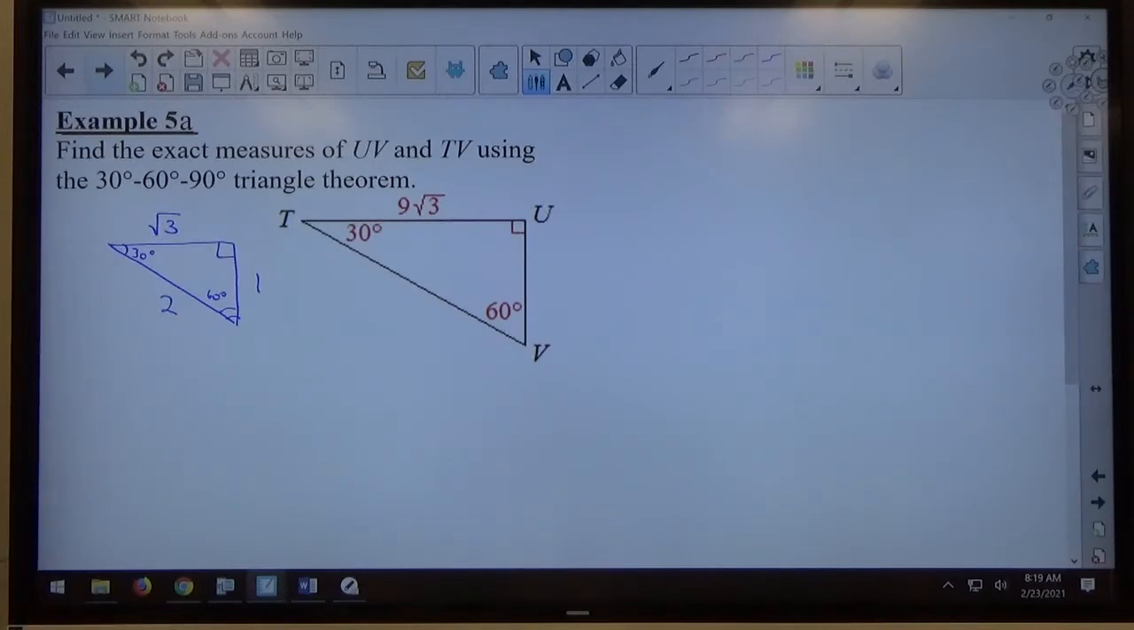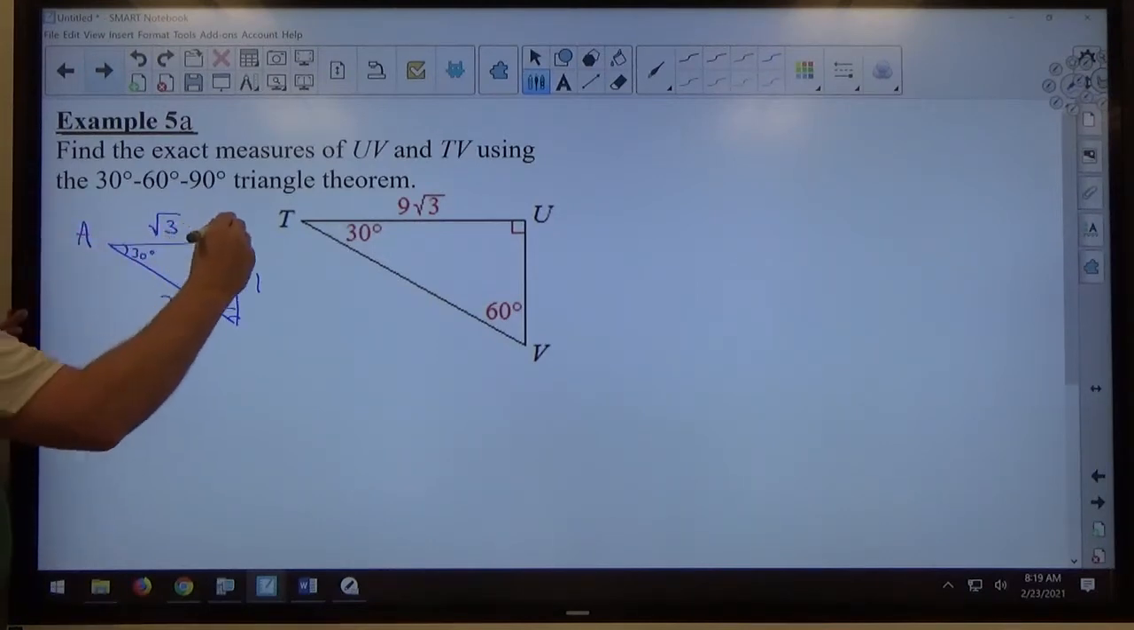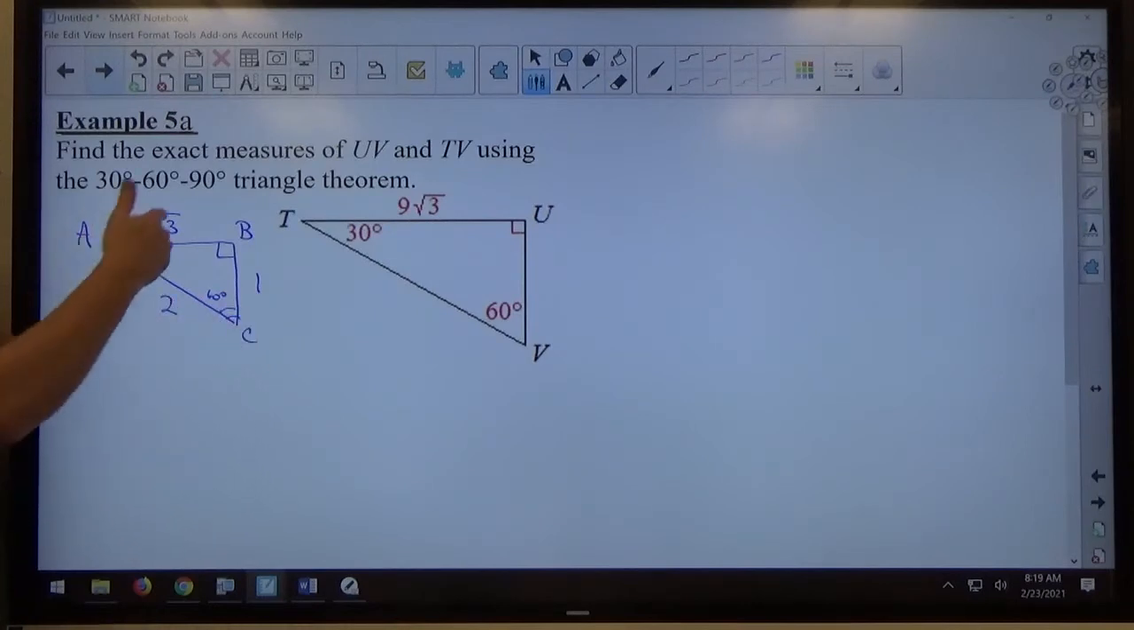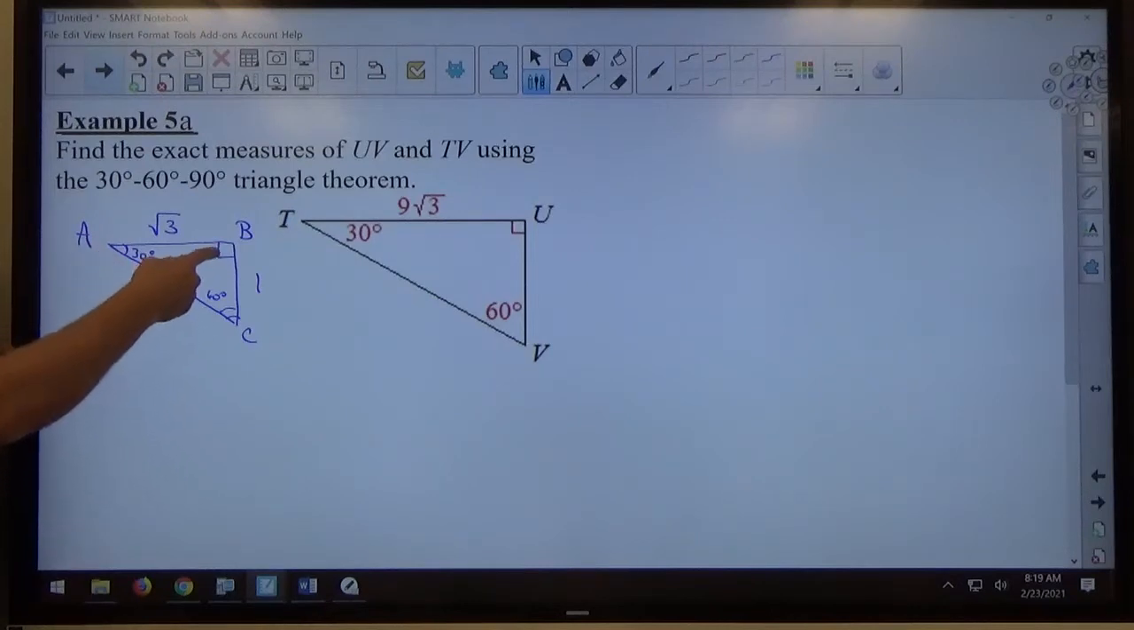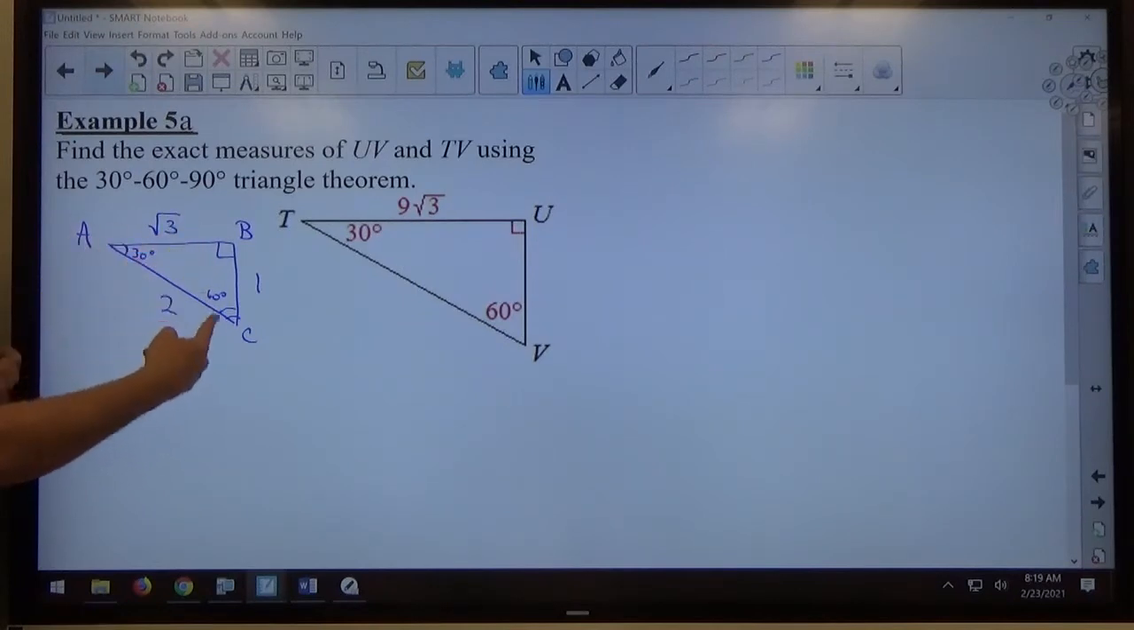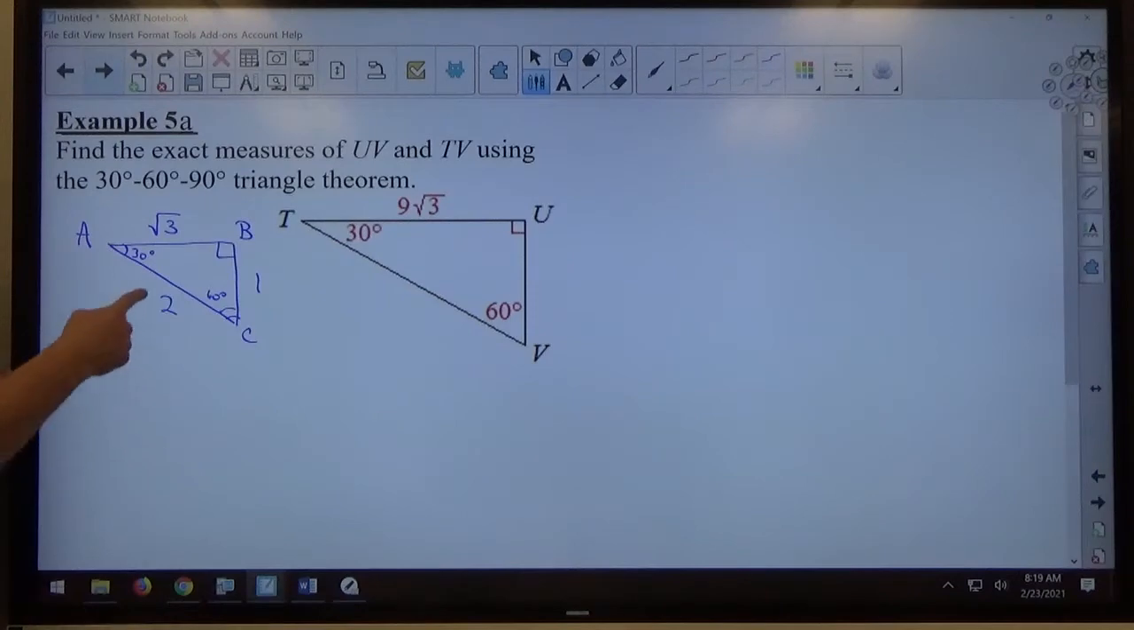I know the smallest side is, let's call this ABC. I know that BC is the smallest side because it's opposite the smallest angle. I know that AC is the longest side because it's opposite the biggest angle, 90. And I know that AB is in the middle of those two because it's opposite the middle-sized angle. The square root of 3 equals about 1.7, so 1, 1.7, 2: smallest, medium, biggest. All right, so that's the relationship of the three sides. Always those three numbers, 1, 2, and the square root of 3.